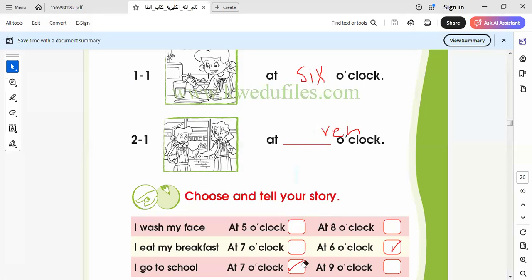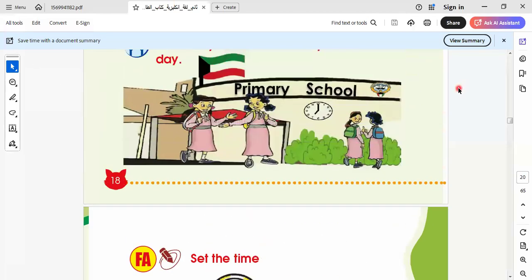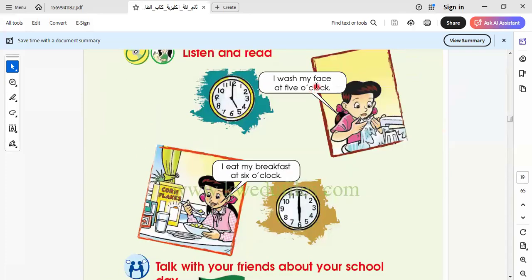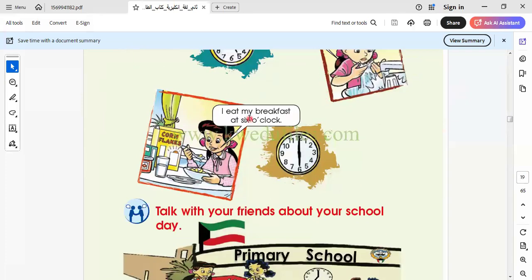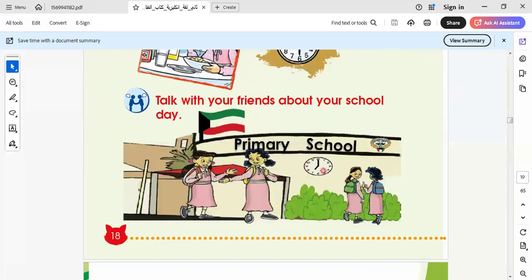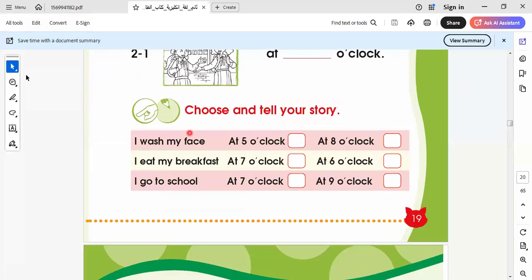Let's read it together to know it's correct. Yes, I would like to read the story again to make sure it's correct. I wash my face at 5, take breakfast at 6, and go to school at 7. So I wash my face at 5, take breakfast at 6, then I go to school at 7. Let's continue the rest of the unit.